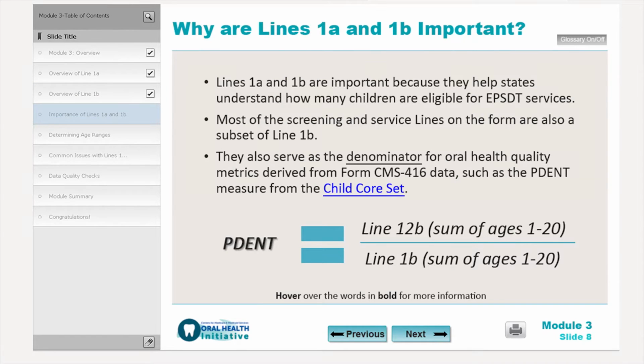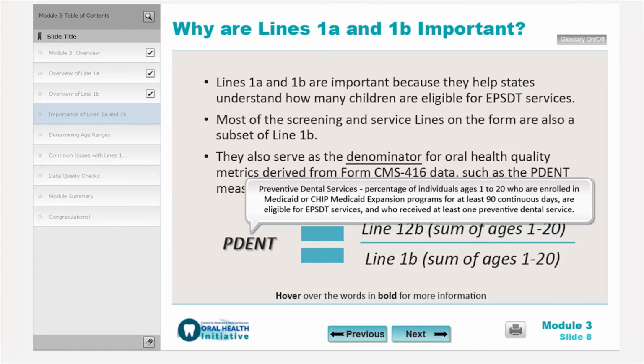Let's talk more about why lines 1A and 1B are important. Lines 1A and 1B are important because they help states understand how many children are eligible for EPSDT services. The data reported on most of the screening and service lines on the form are a subset of the data reported on line 1B. Also, line 1B serves as the denominator for the oral health quality metrics derived from Form CMS-416 data, such as the PDENT measure from the child core set.